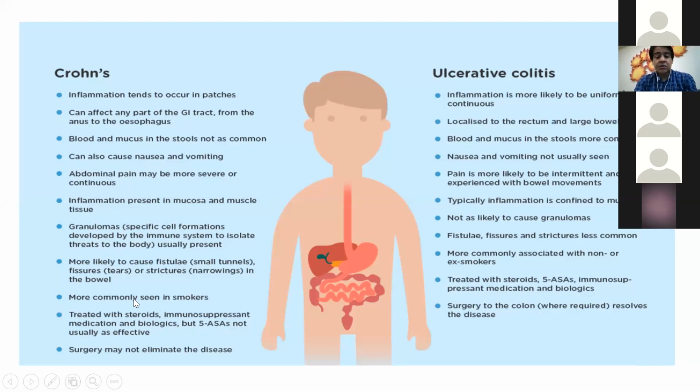Crohn's disease is common in smokers, while ulcerative colitis is associated with non-smokers or ex-smokers. Crohn's disease can be treated with steroids and immunosuppressant medication, but 5-aminosalicylic acid is not usually as effective as in ulcerative colitis. When we're talking about surgical treatment, surgery may not eliminate Crohn's disease, but surgery can eliminate the disease if it is involving the whole colon. So this was all about colitis.